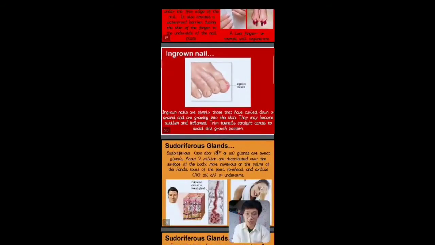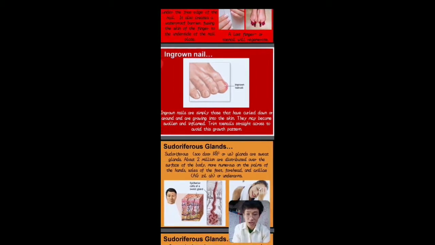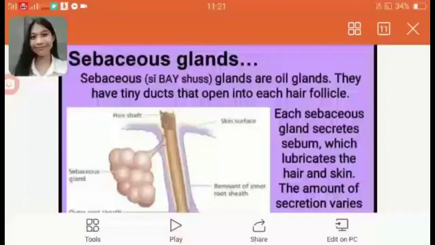Ingrown nails are simply those that have curled down or around and are growing into the skin. They may become swollen and inflamed. Toenails trimmed straight across avoid this growth pattern. So yung ingrown nail na tinatawag, ito yung pamamaga ng ating daliri na madalas sa hinlalaki ng ating daliri sa paa dahil sa maling paggupit ng ating kuko o once na madalas tuwing nagpapalinis tayo ng kuko.